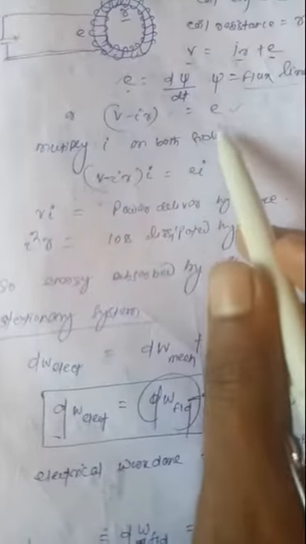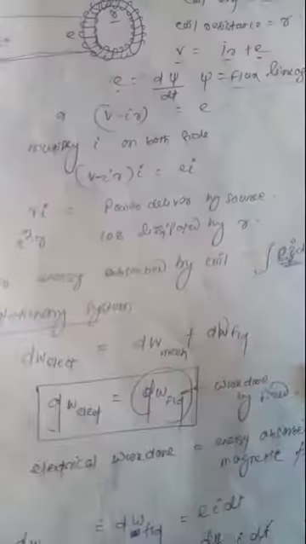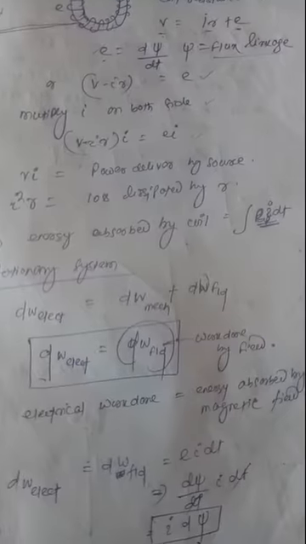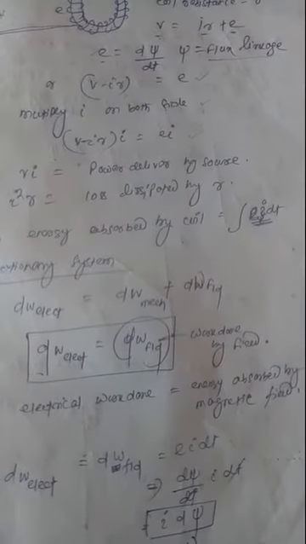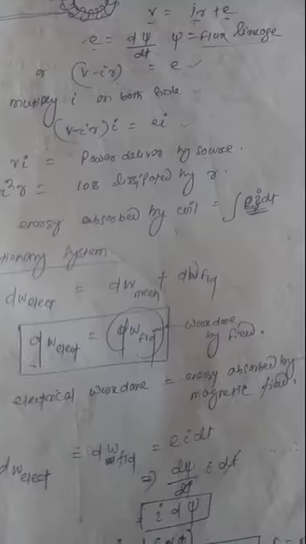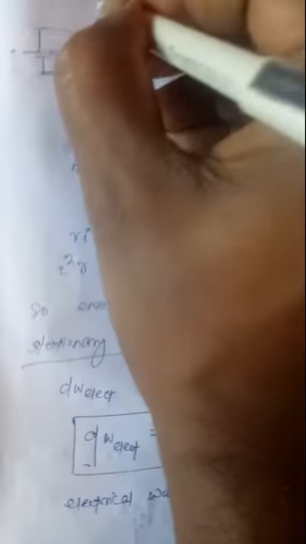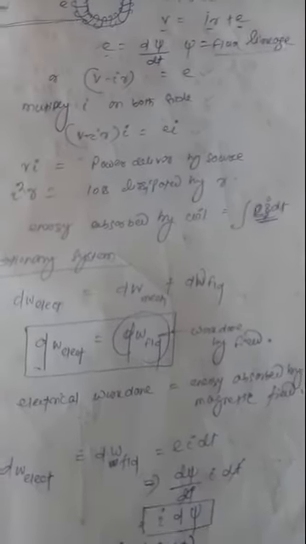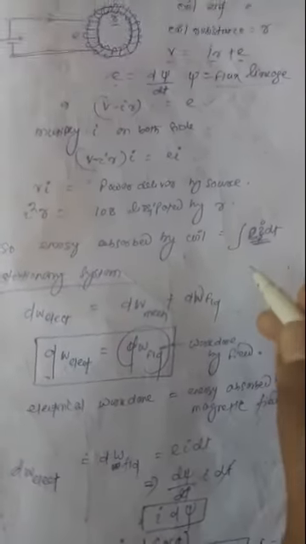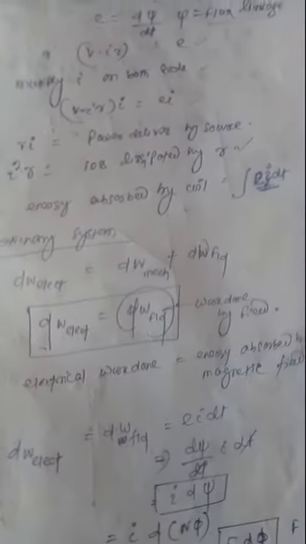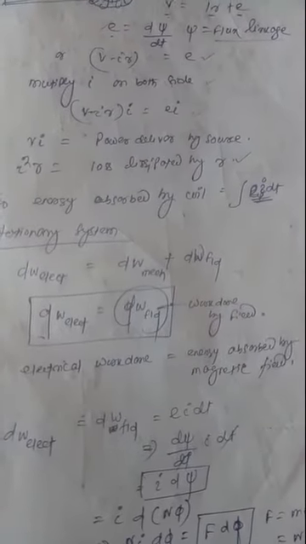So first talk about this. If you multiply I on both sides, V minus IR into I will be equal to E into I. So the first term will be V into I. This VI is equal to the power delivered by the source, and this coil draws a current of I. So this VI is your power delivered by the source, and I square R is the loss dissipated due to R in the form of heat. Basically it is the power dissipated in a resistor in the form of heat.